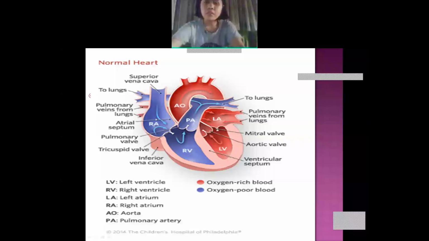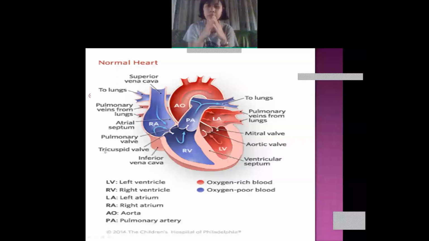Okay, so first it will enter the right atrium. This is your right atrium. Understand? This is your right atrium. So it will come to the next chamber, that is the right ventricle. But before entering the right ventricle, you will find that there is a valve, which is known as what? Tricuspid valve. This one, tricuspid valve.